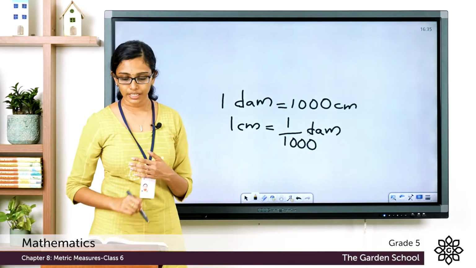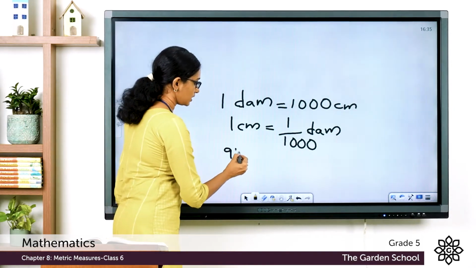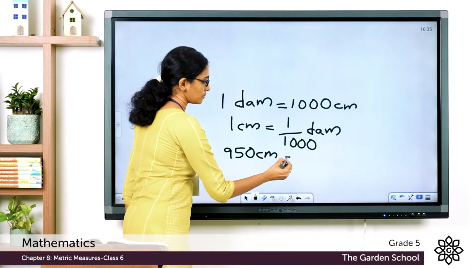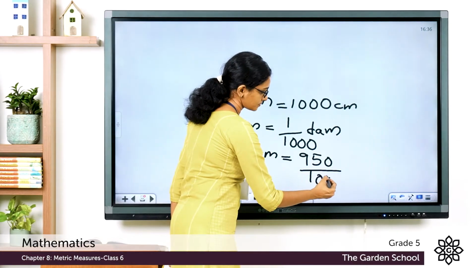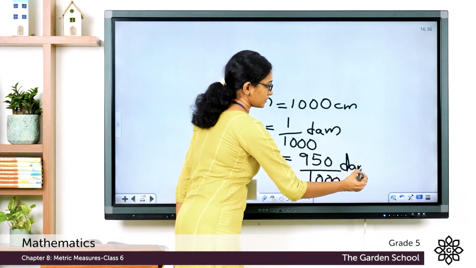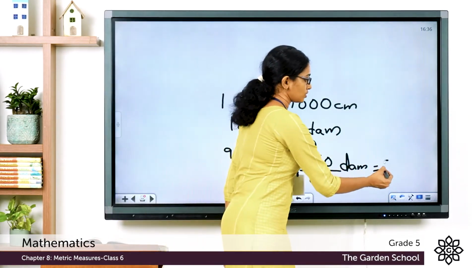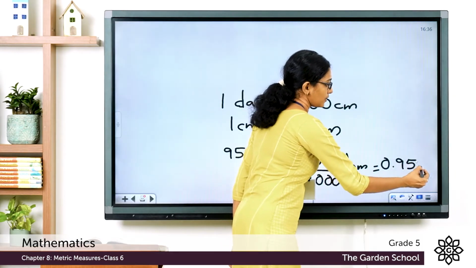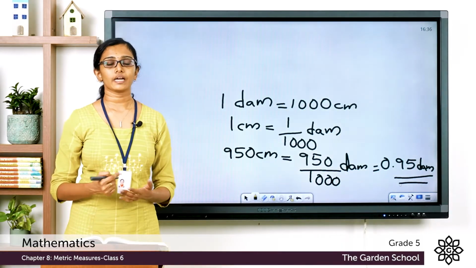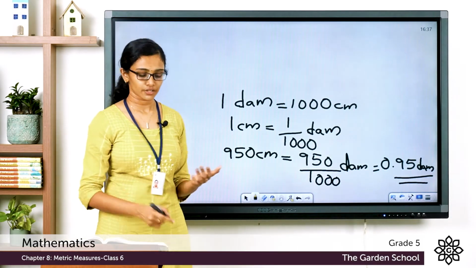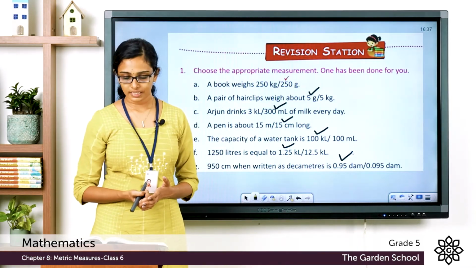So we have got 950 centimeter, which we have to convert into decameters. So 950 centimeter will be equal to 950 divided by 1000 decameter. And what is 950 divided by 1000? That is equal to 0.95 decameters. So which is the correct choice here? 0.95 decameters. Let's take the correct choice here. It is 0.95 decameters.